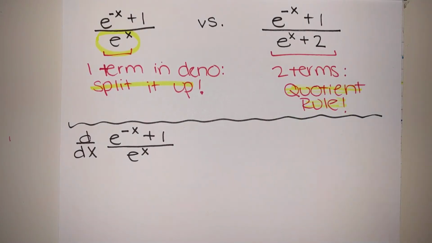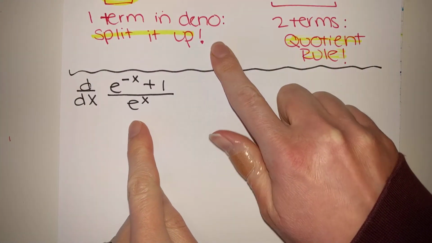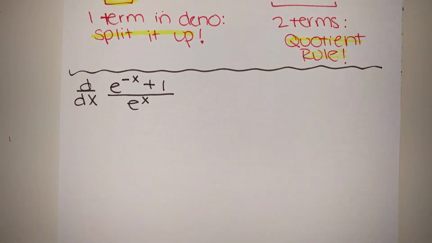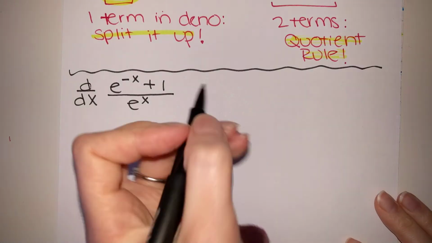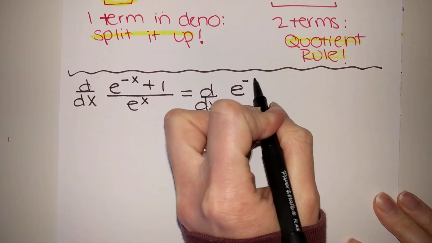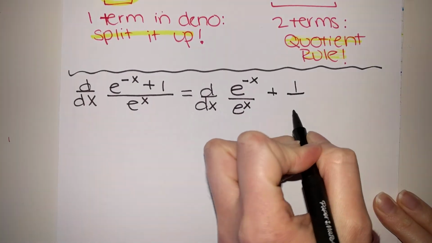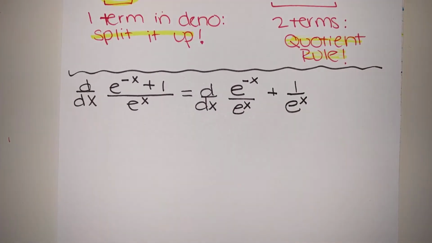So I just want to go through this question where we would split it up when we only have one term in the denominator and talk about how you would simplify it into one fraction. So the first thing that I would do is I would not take the derivative first. I would split it up into e to the negative x over e to the x plus 1 over e to the x. Then what I would do is I would simplify.